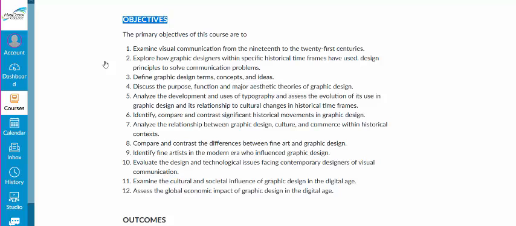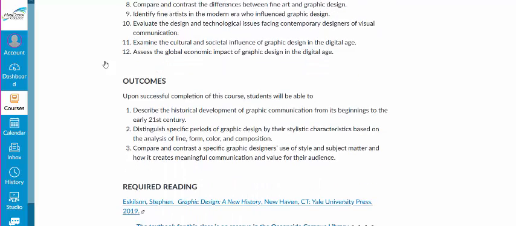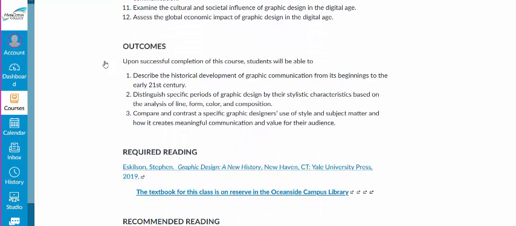These are the primary objectives for this course. So have a look at those. These are the things that we will be learning in class. These are the outcomes for this class. After you've completed this course, you will be able to describe the historical development of graphic communication from its beginnings to the early 21st century.